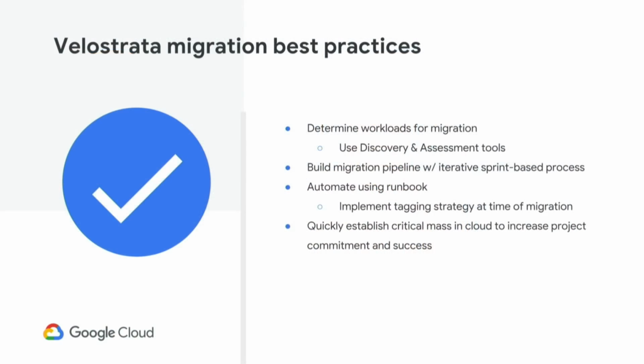Okay, so what are the best practices that we've identified? First and foremost, focus on a short sprint to do the discovery and the assessment, right? Focus on the migration pipeline and execute in small sprint-based iterations. Automate everything, right? You can write scripts, you can write runbooks that will allow you to test and automate your migration. And as soon as you are confident with that approach, with those scripts, go to critical mass and accelerate the speed of migration.